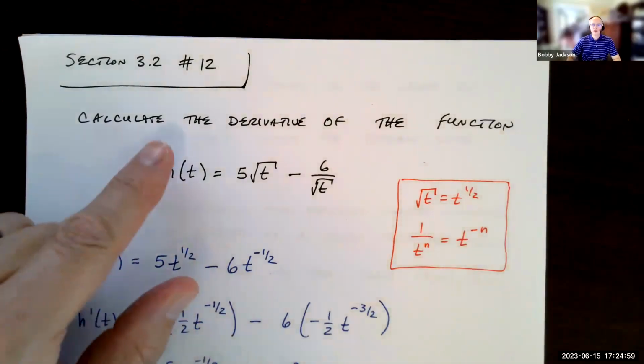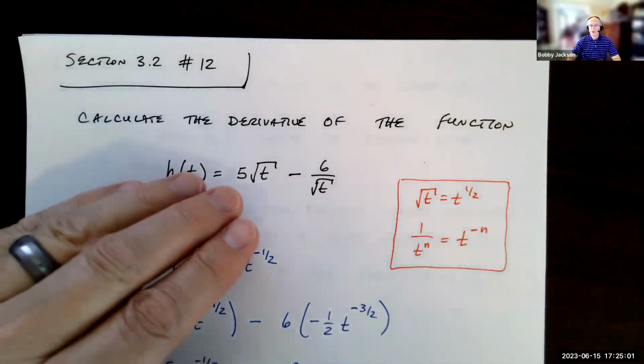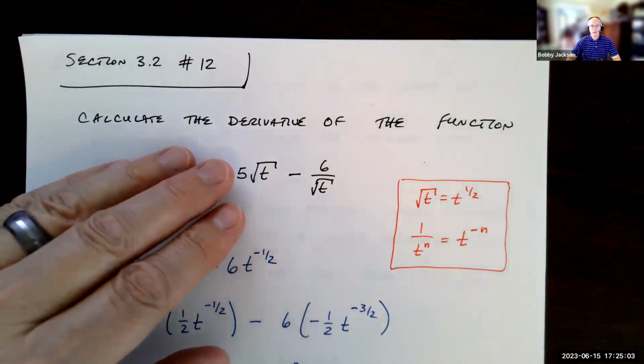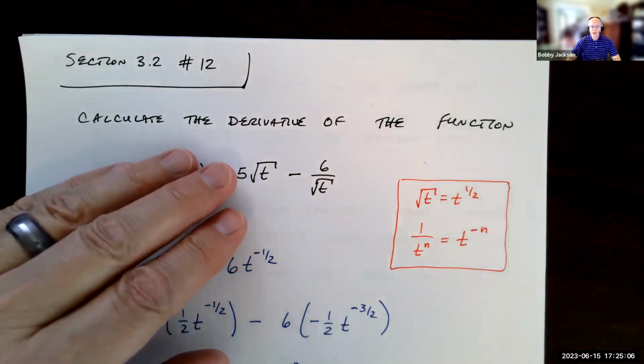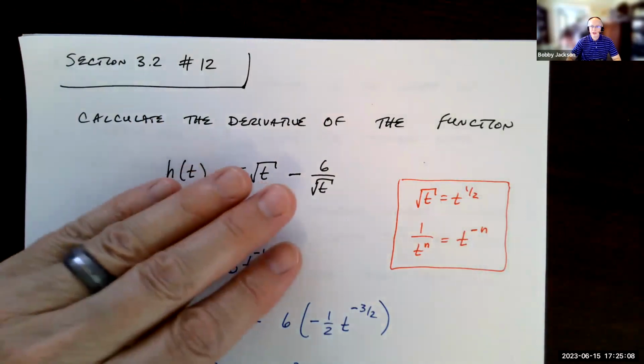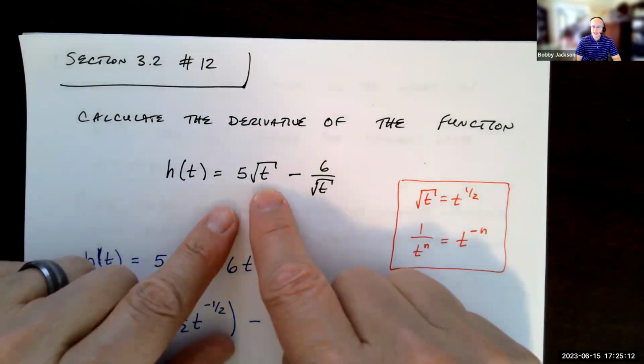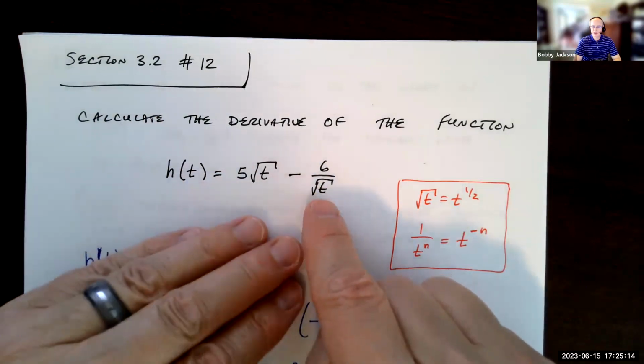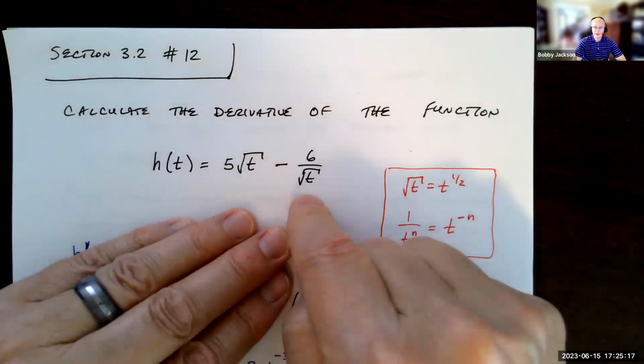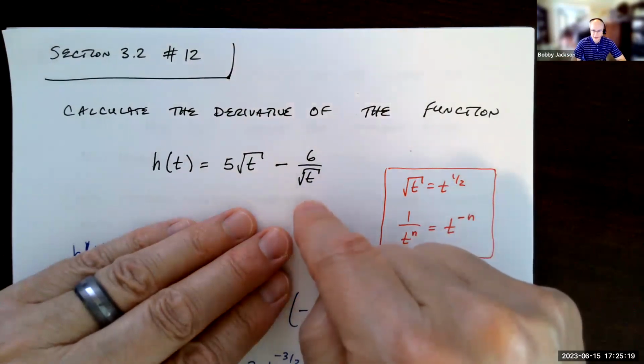Okay, I'm going to look at number 12 in section 3.2, and this one is a little problematic about the way that they want you to enter the answer. We're going to calculate the derivative of the function h of t is 5 root t minus 6 divided by root t. Keep in mind that the independent variable here is t and not x.